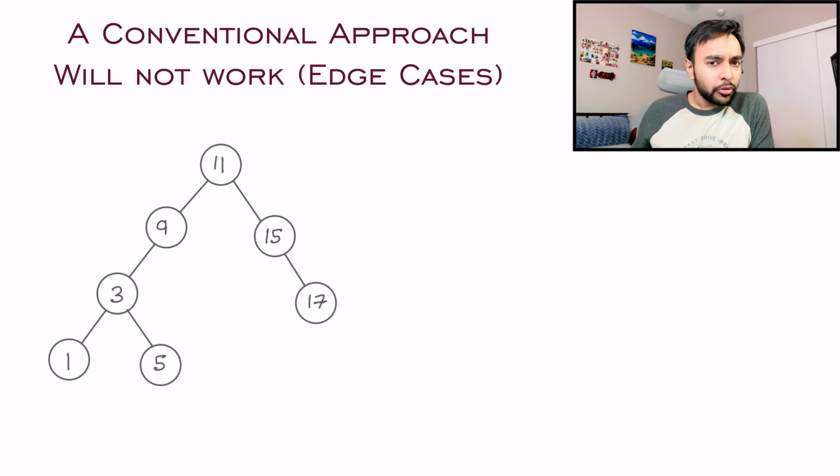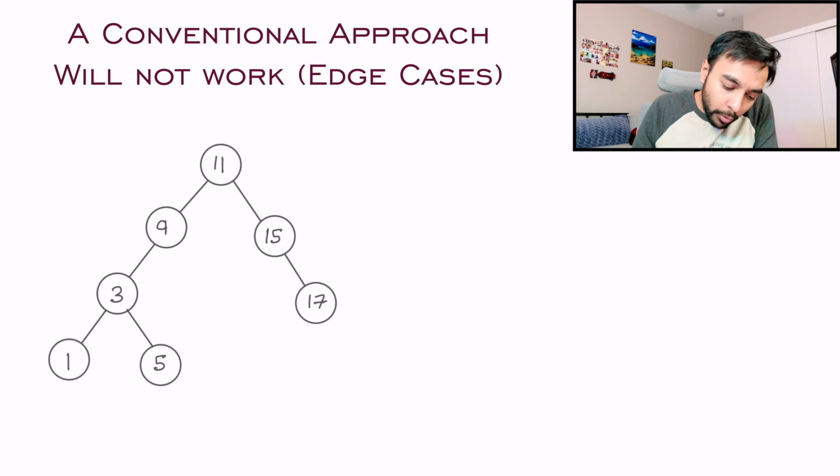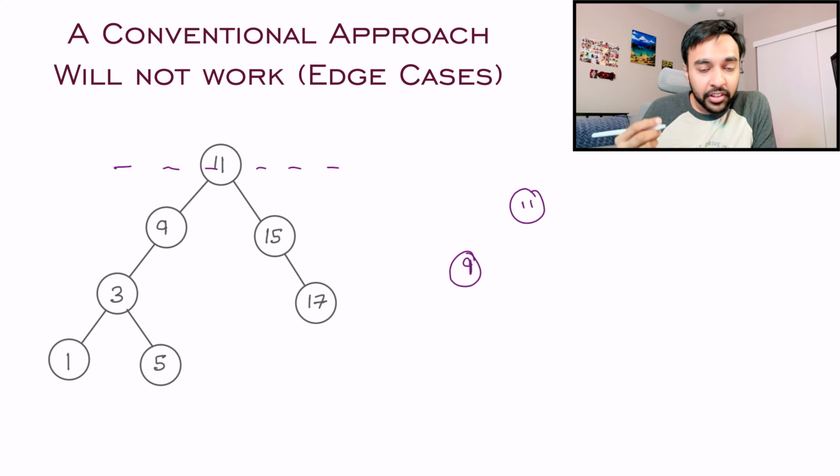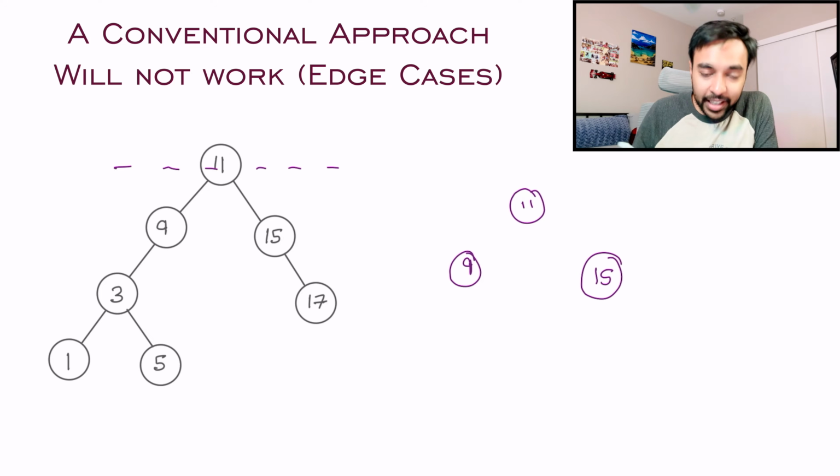And if this is true for every node, it should be a binary search tree. Correct? So what you will do is, you start traversing, you see the value 11, and then you see 9 is on the left and that is smaller, 15 is on the right and that is larger. So this satisfies your criteria, right? Now you will move on to the second level.